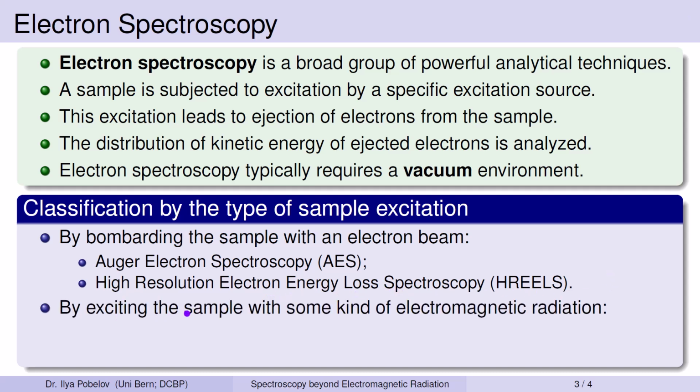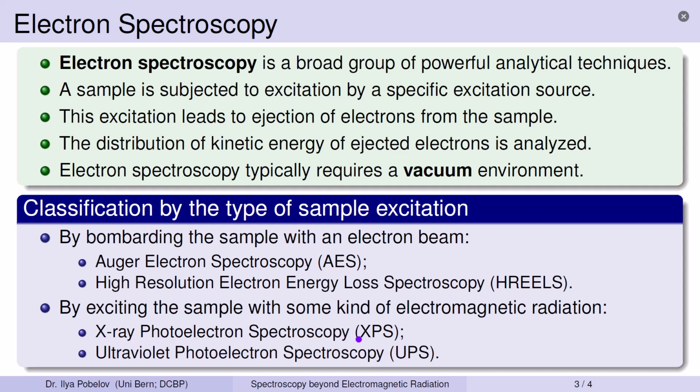The sample can be also excited by some type of electromagnetic radiation. This type of excitation is employed, for example, in X-ray photoelectron spectroscopy (XPS). This method uses X-ray for the sample excitation. Ultraviolet photoelectron spectroscopy (UPS), as the name suggests, utilizes ultraviolet photons for excitation.